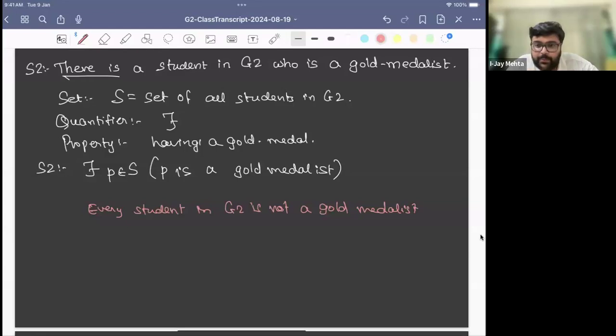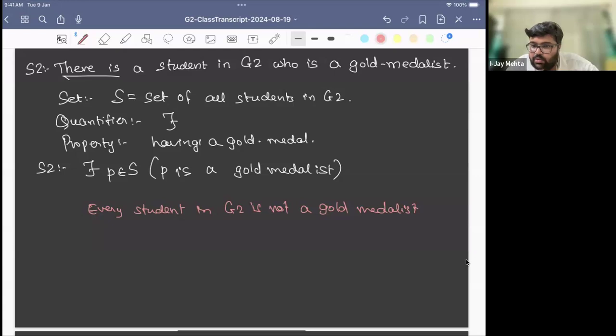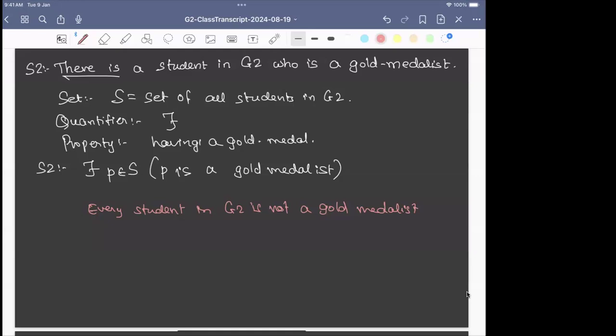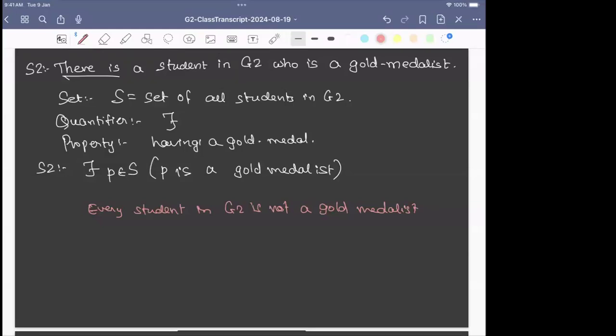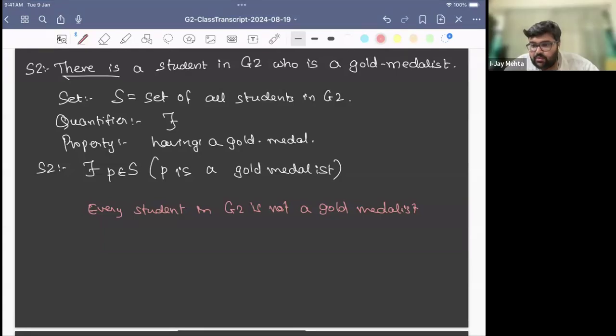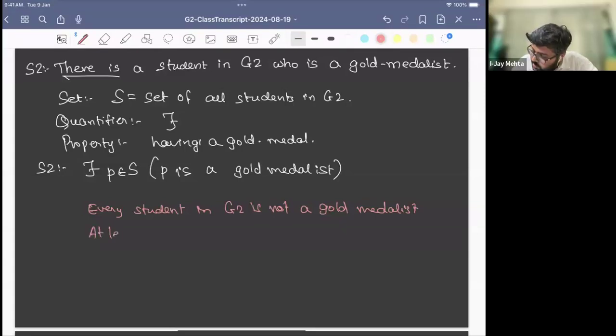Adya, room number 2. Same answer or some different answer? Yes, sir. Same. Okay. Room number 4, Aisha, same answer? Yes, sir. Same answer. Room number 5, Ayush, same answer, sir. Okay. Room number 7, Ashwini. Same answer or different answer? Different answer, sir. Yes, I want your answer. Then what is your answer? At least one student in G2 who is not a gold medalist. At least one student. Okay, some other version. At least one student in G2 is not a gold medalist.